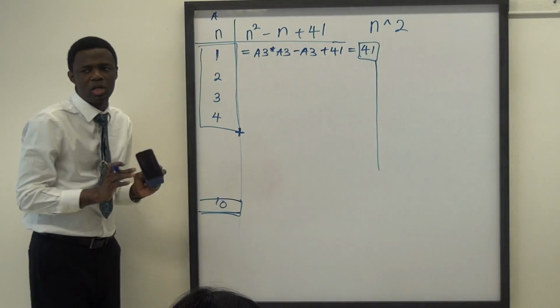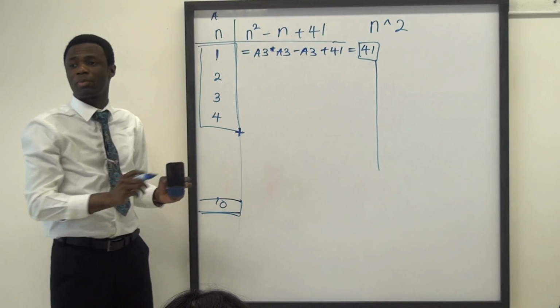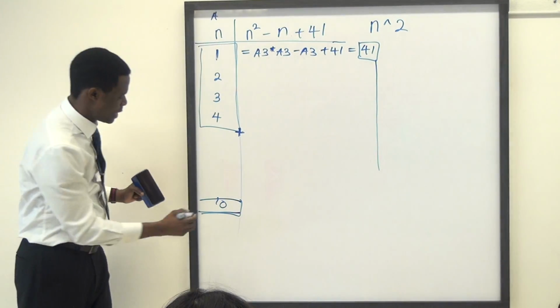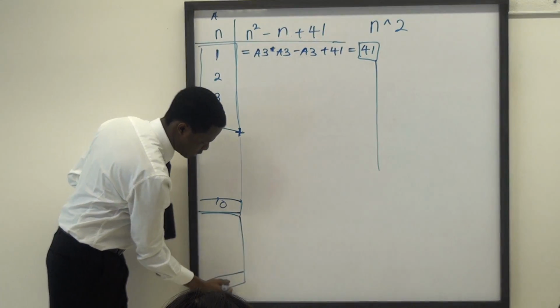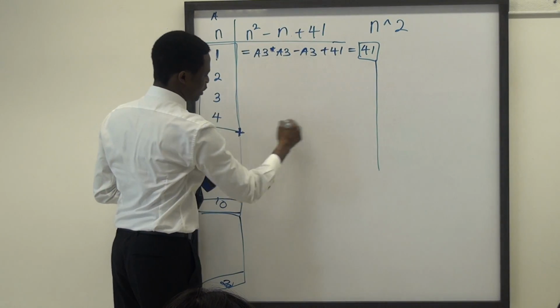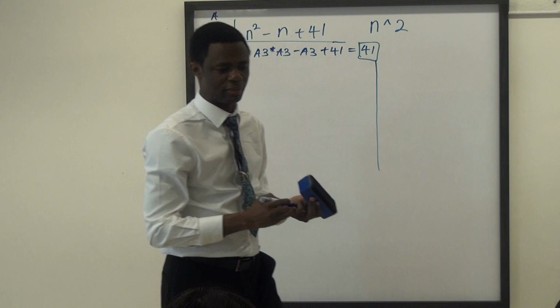Extend this 1 to 10 because we want to make a conjecture that this is a prime. Okay, it's always going to be a prime. Extend it up to 20 now. Highlight this and extend it up to 20. Then highlight what you have done here so far and also extend it up to 20.